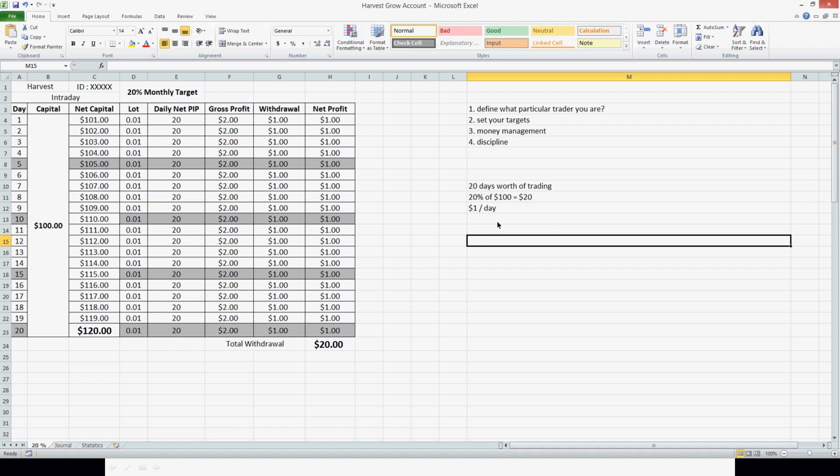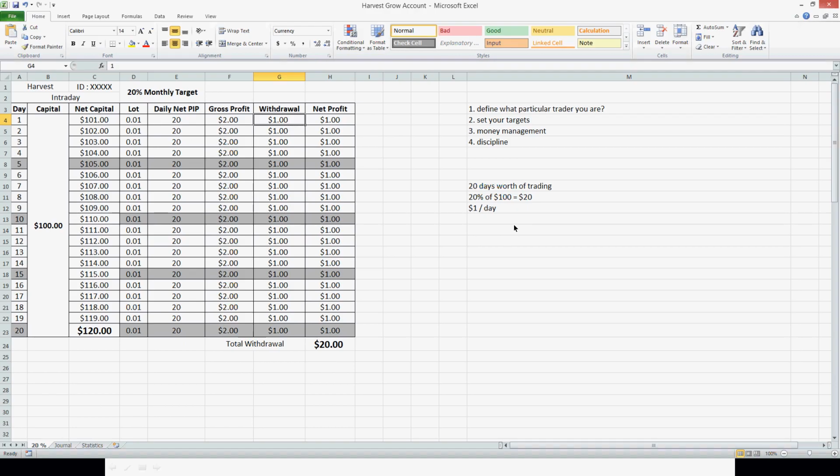If I'm a trader who can actually achieve 20 pips a day, then that's great, because if I achieve 10 pips a day, that's about $1. So if I achieve 20 pips in a day, I would get $2 worth of profit, and I would be able to increase my capital to $101, and I would also be able to withdraw $1 every day. If you set yourself up with a much easier target, then it doesn't put any pressure on you.